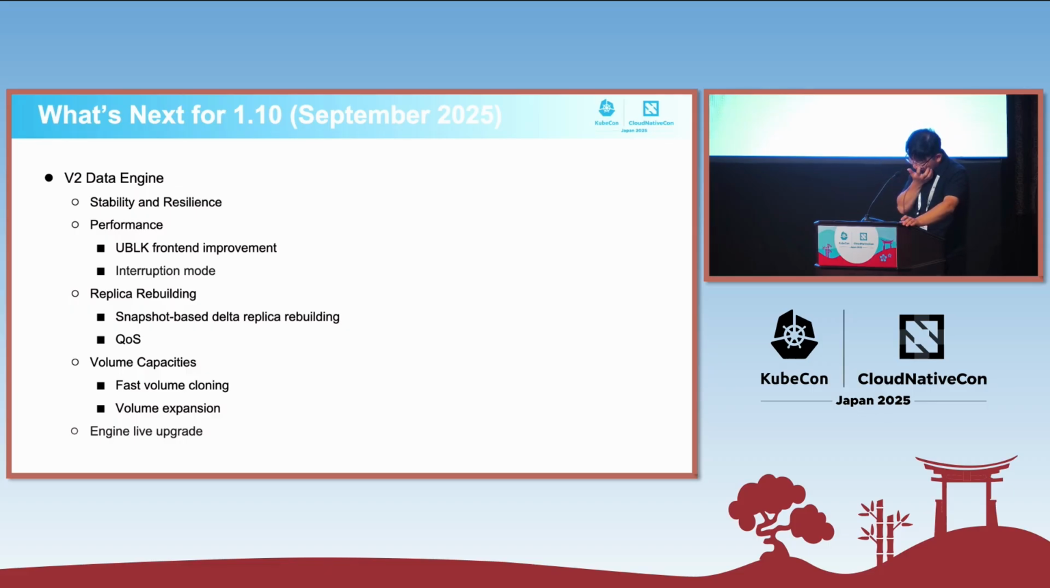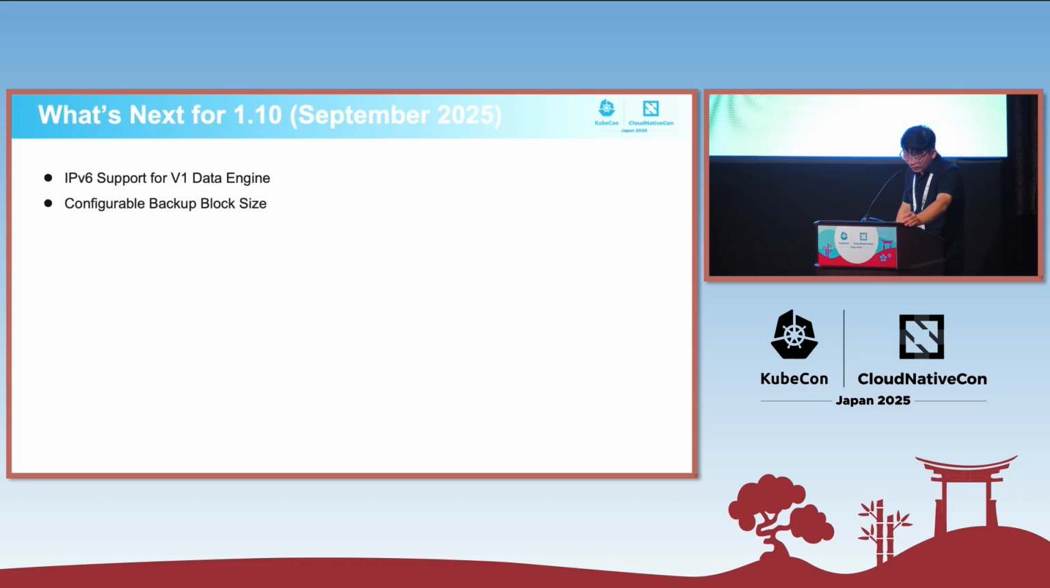Okay. And for the volume capabilities and operations, we will support face volume cloning. And we will add volume expansion, and we will support engine live upgrade. Okay. And for 1.10, we also want to support IPv6 for the V1 data engine. Maybe we can support the V2 data engine as well, but V1 is first, because currently a lot of users are still using the V1 data engine, and V2 is an experimental feature for now.